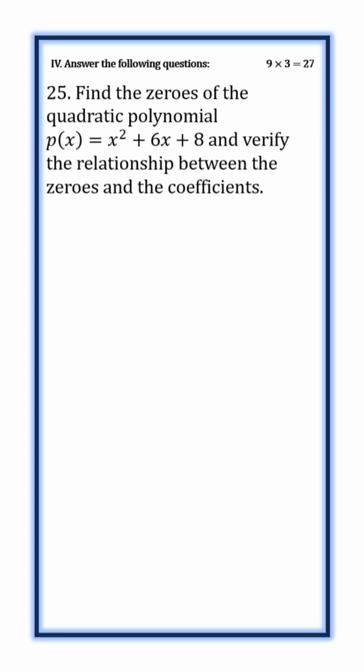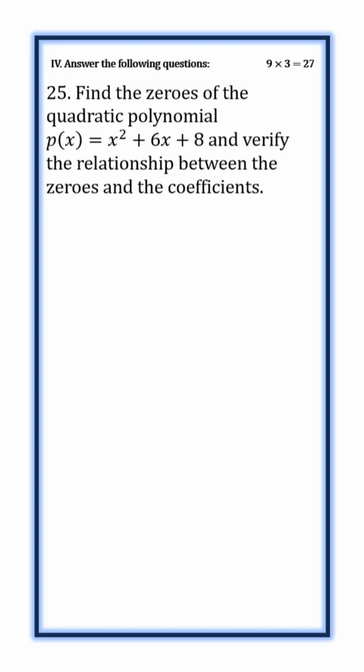Now let us begin. There are 9 questions of 3 marks, totally 27 marks. Now the 25th question, as I have already told, this question is also a repeated one. This has appeared in one of the previous year question papers. Find the zeros of the quadratic polynomial p of x is equal to x square plus 6x plus 8 and verify the relationship between the zeros and the coefficients.